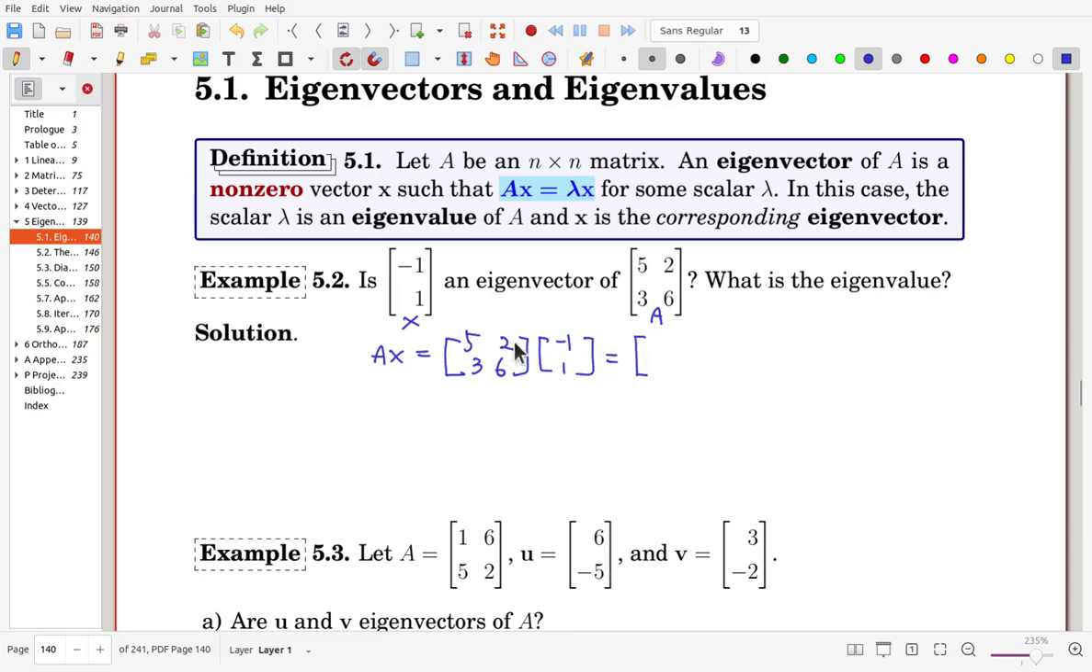Okay, for that one, row column dot product, so minus 5 plus 2. For second row, minus 3 plus 6. So here this is minus 3, that is now 3. So this must be written as the vector minus 1 and 1 times some scalar. If we put here 3, then it's okay, right? So here Ax is the same as 3x, right? So x is an eigenvector of the matrix A, and the corresponding eigenvalue is 3, right?